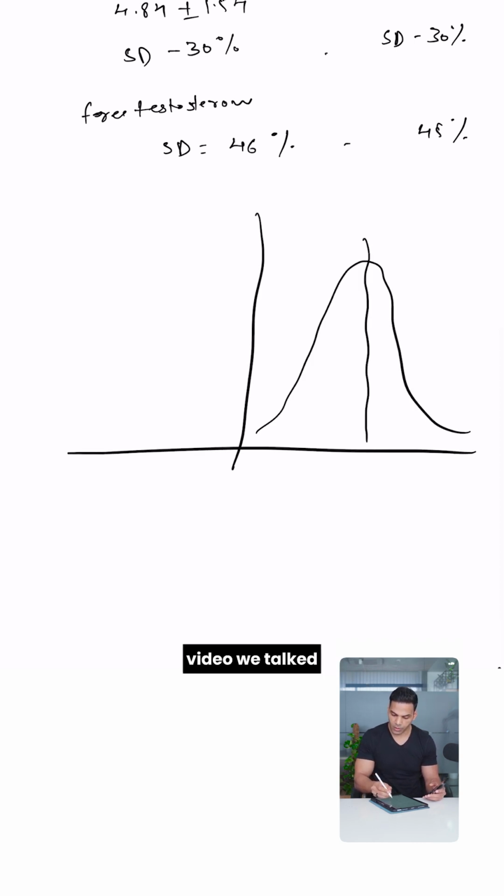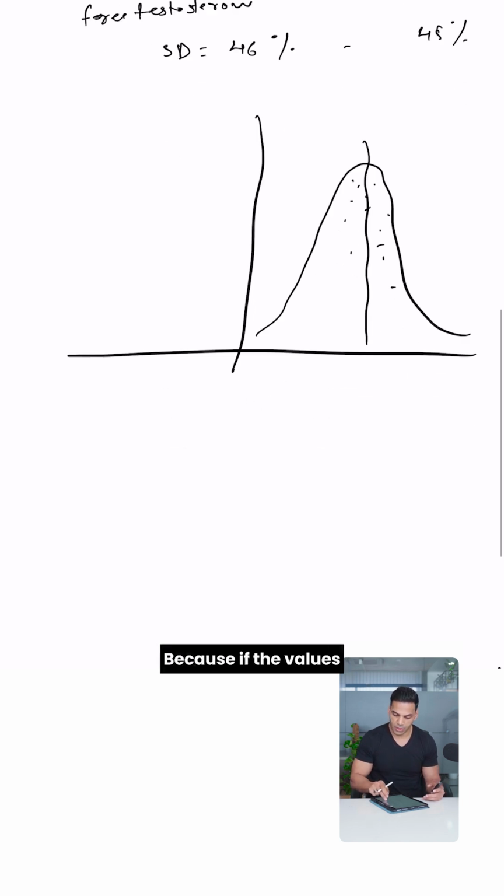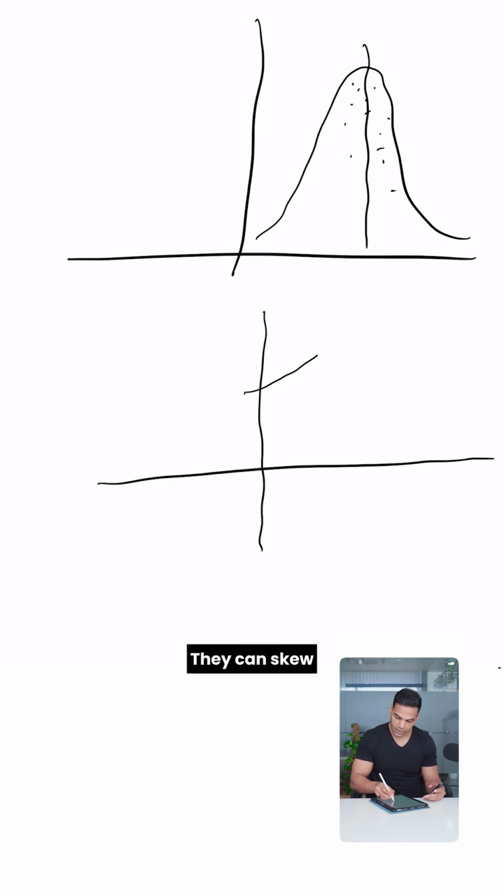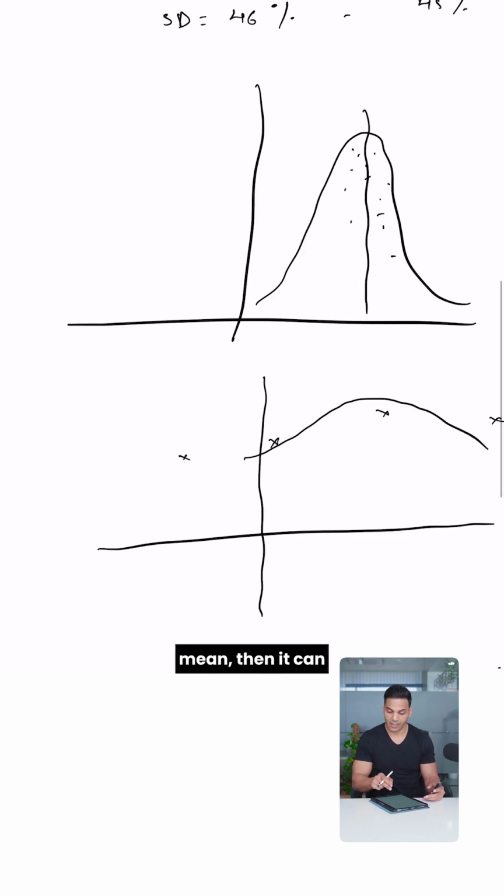Remember in the last video we talked about how most of the values should center around the mean, because if the values are not centered around the mean, they can skew the results. If the values are too widely dispersed and not around the mean, then it can skew the results.